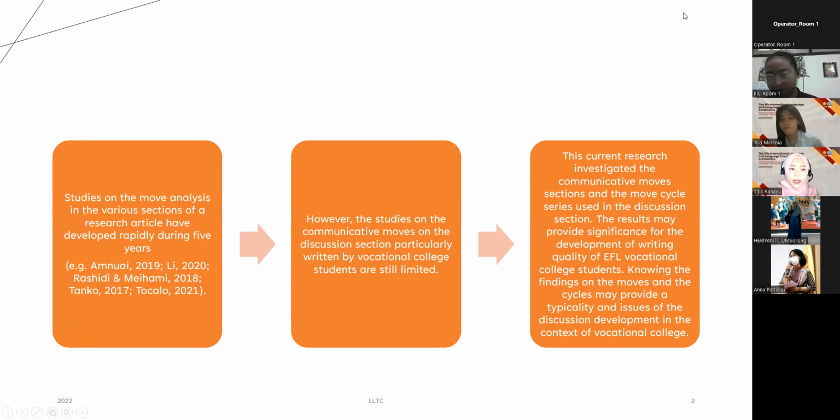Okay, so we chose this topic because studies on move analysis in the various sections of the research article have developed rapidly during the last 5 years, like the studies by Amnuai, Lee, Rashidi, Mayhami, Tanko, and Tokalo. However, studies on the communicative moves in discussion sections, particularly those written by vocational college students, are still limited. This research investigated the communicative moves and the move cycle series used in the discussion sections. The results may provide significance for the development of writing quality of EFL vocational college students. Knowing the findings on the moves and the cycles may provide the typicality and issues of discussion development in the context of vocational college.